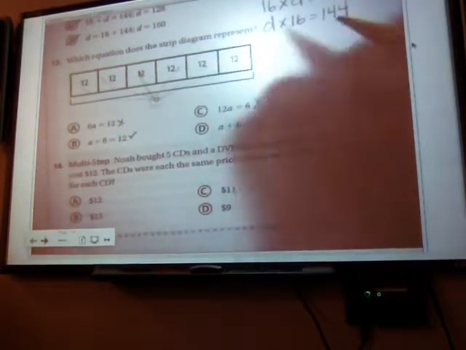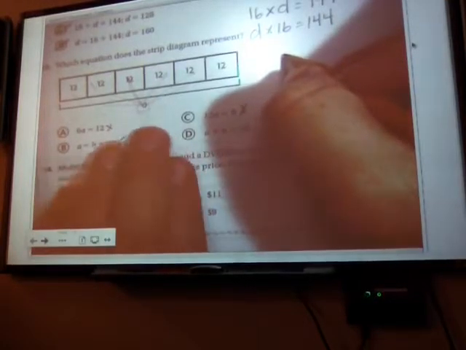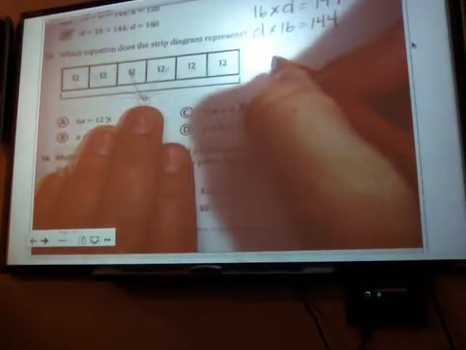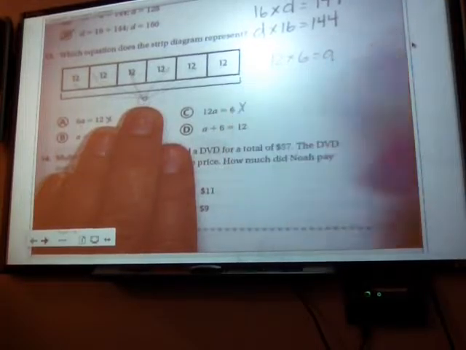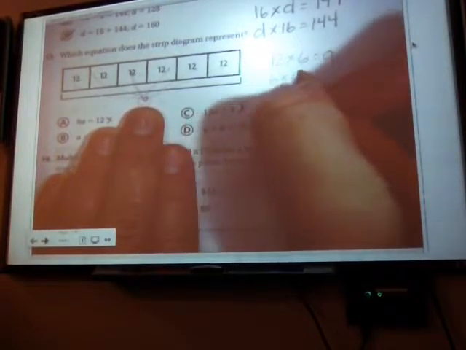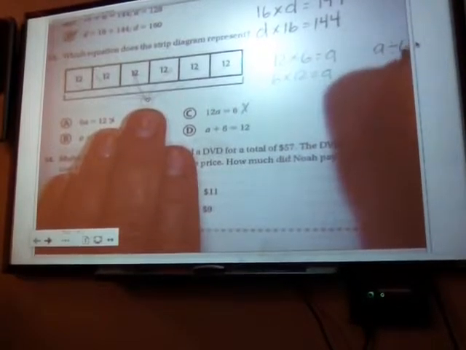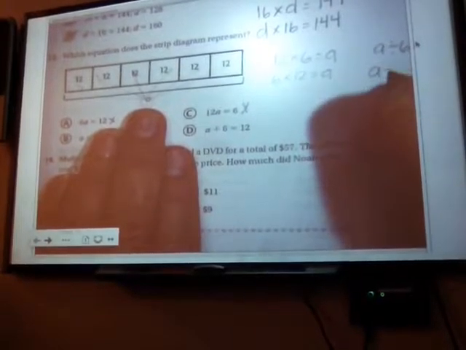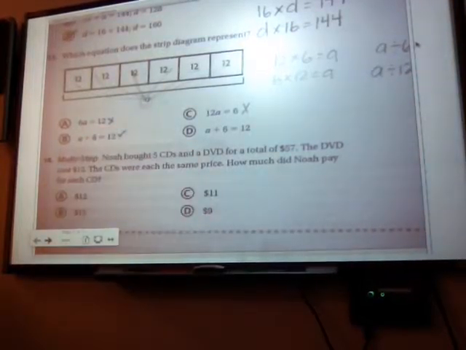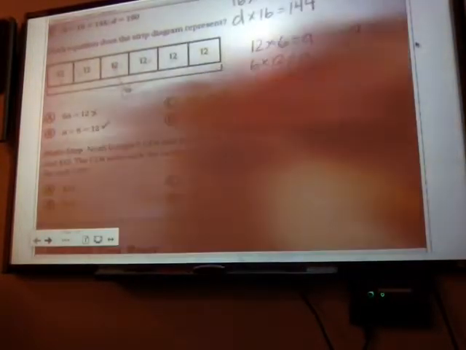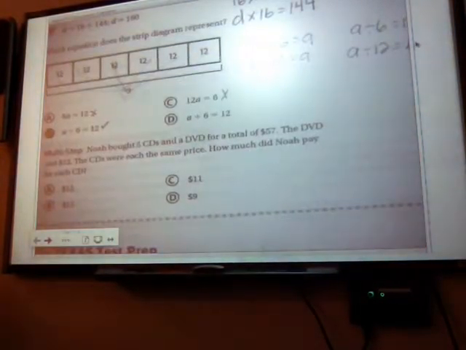No, I don't. Okay? So, again, this is how I would solve it. 12 times 6 equals A, which is therefore 6 times 12 equals A. Being a fact family, then I would say A divided by 6 equals 12, or A divided by 12 equals 6. So therefore, B is my answer.